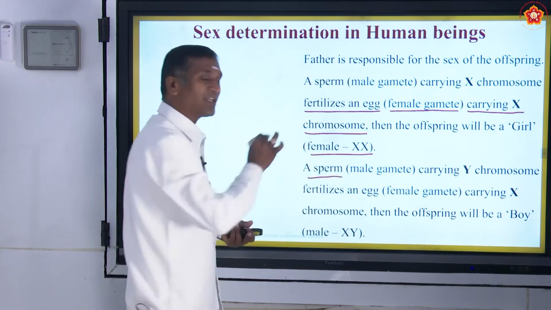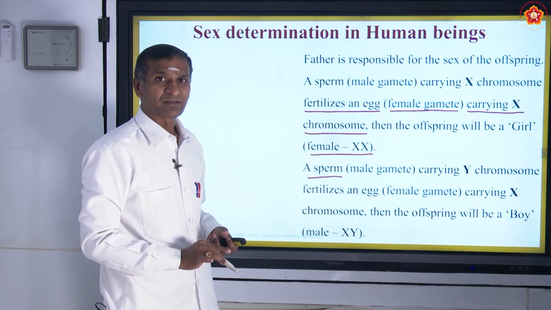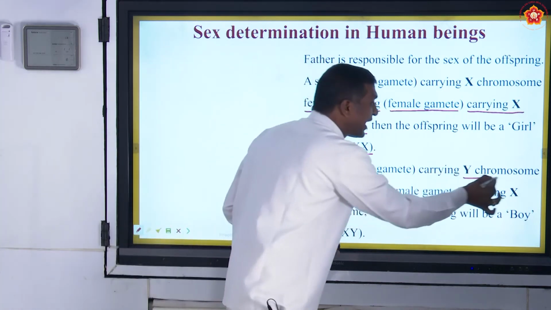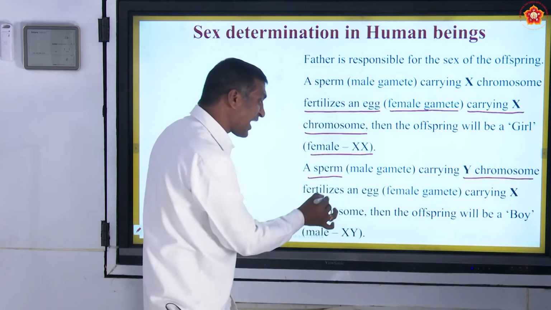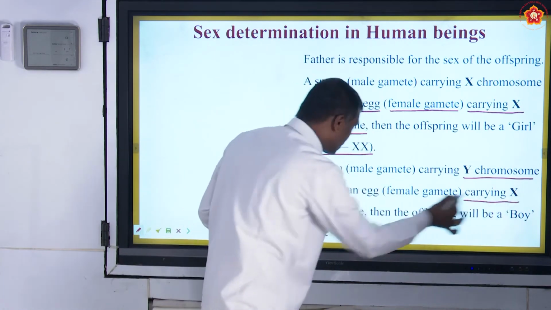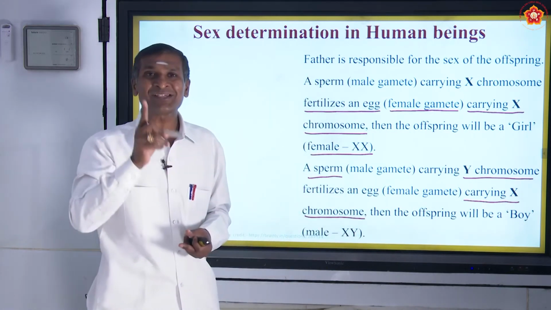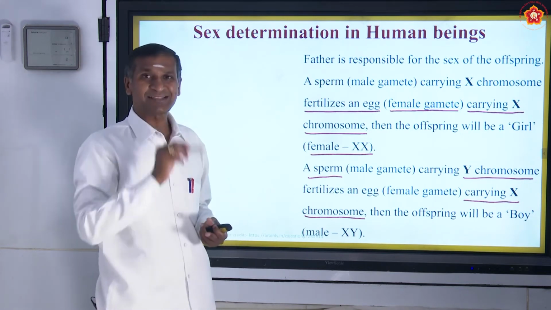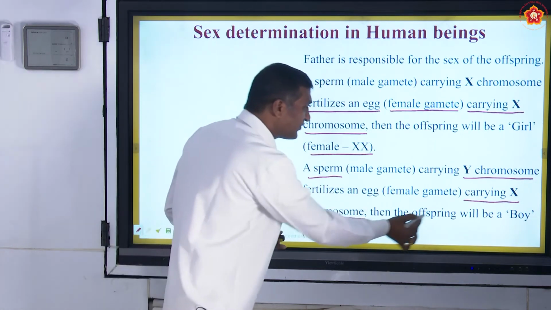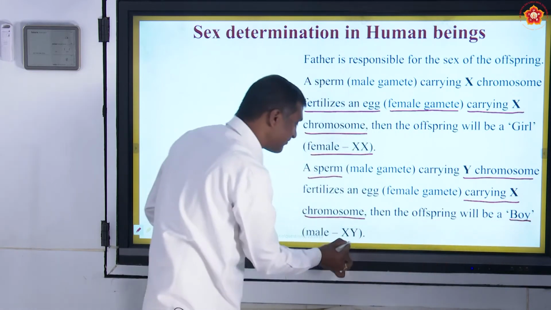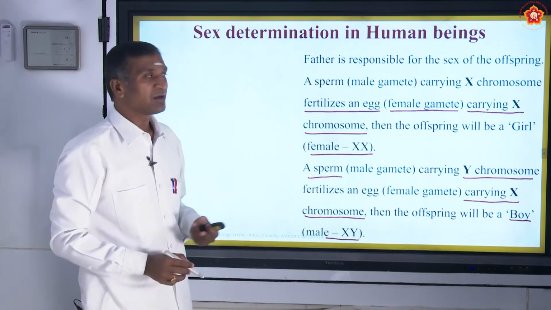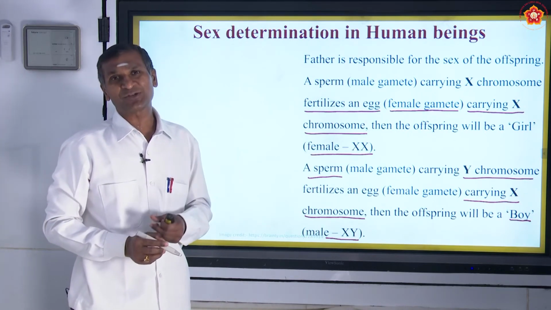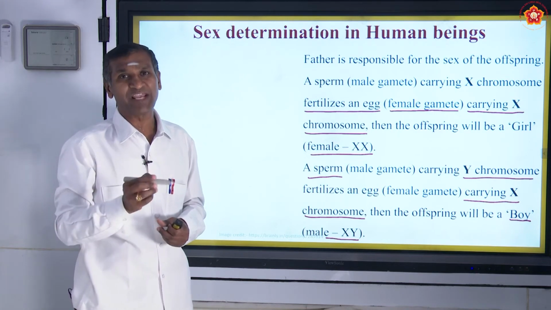If the sperm, that is the male gamete, which gets matured, carries the Y chromosome, it combines again with the same X chromosome, because female is homogametic. You all know the female has only XX. Then the offspring will be a boy, male, because XY. Please understand, it is very simple and a 3 marks question. From the exam point of view, it is very important and very easy.